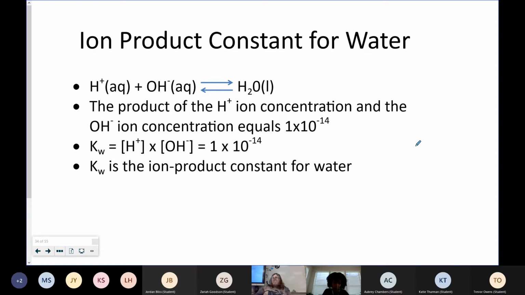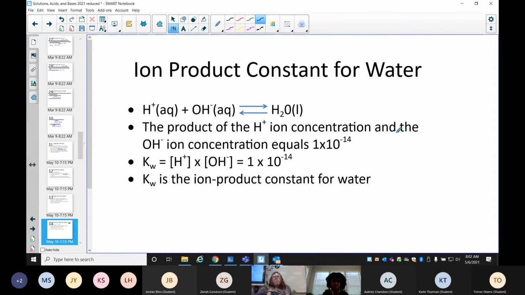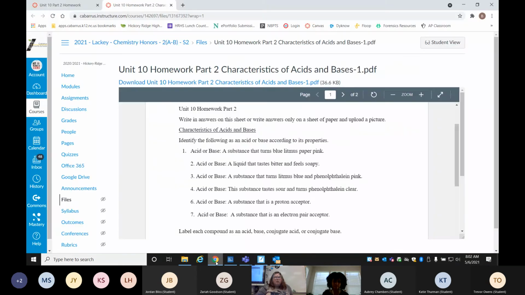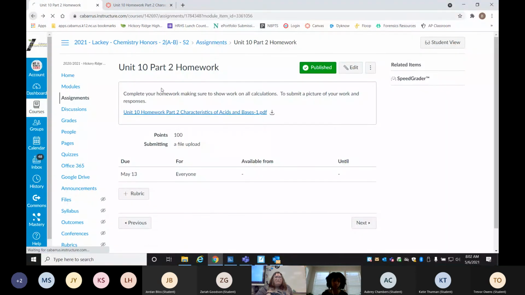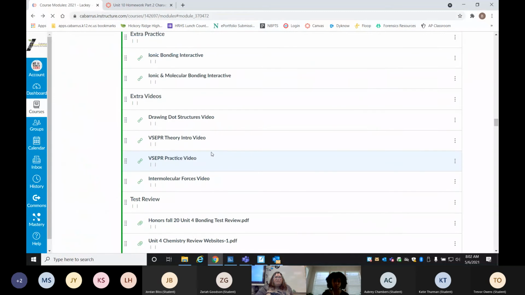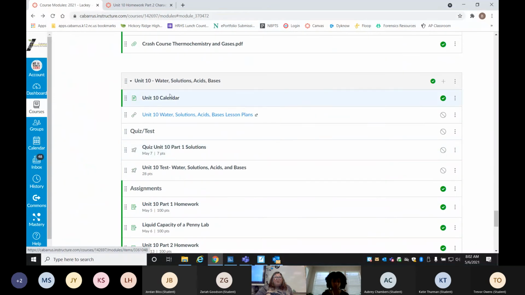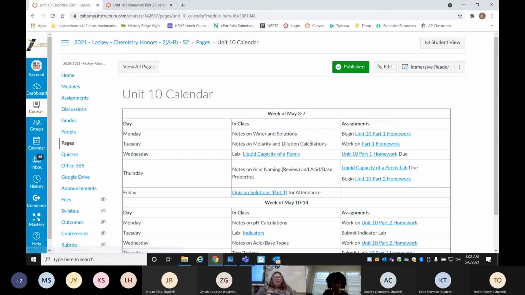I am going to switch over and do a quick recap, a review of what's going to be on your quiz tomorrow. I do want to show you your homework. So your part 2 homework is open in Canvas. This is not due until next Thursday, I believe. It might be Wednesday. Let me double check the calendar so I don't tell you wrong.